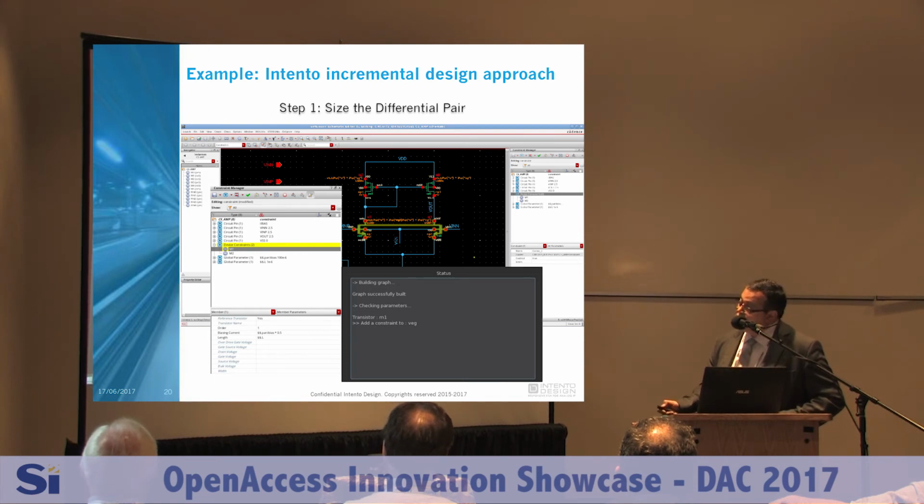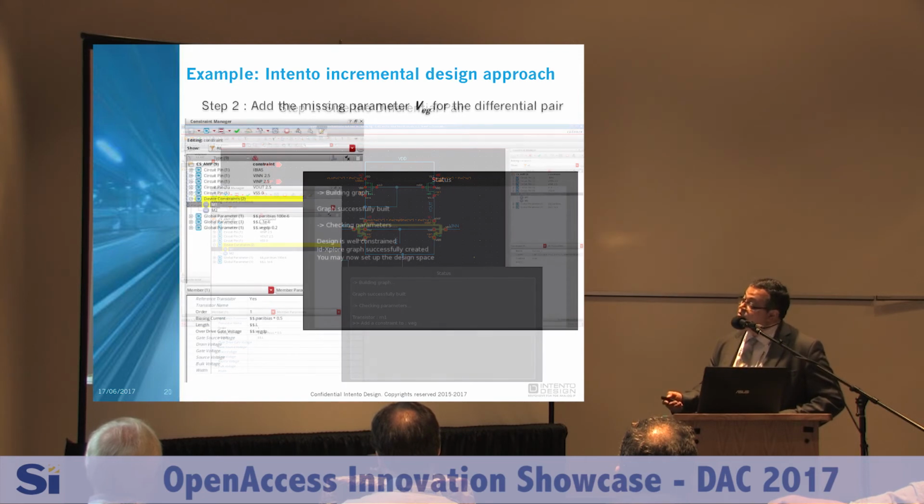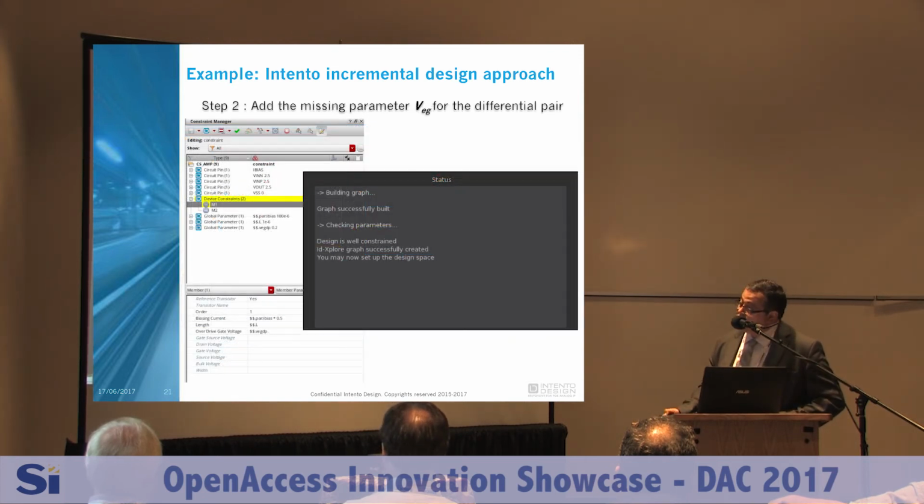Our tool tells the designer that it cannot build the graph, so it cannot size this analog transistor because there is a missing parameter, excess gate voltage, on transistor M1. So the designer goes back in his constraint editor and adds the excess gate voltage. Now the tool can size this transistor, and it tells him that he can proceed to define his design space. And each time we add a transistor, we construct the corresponding graph incrementally, and so on.